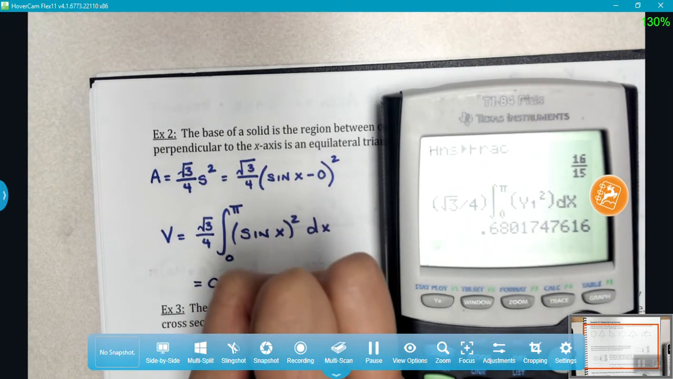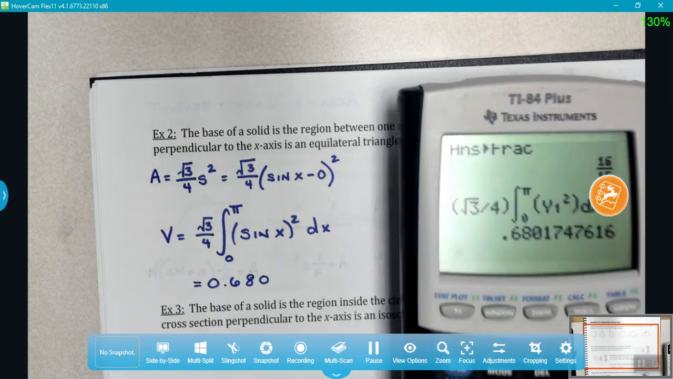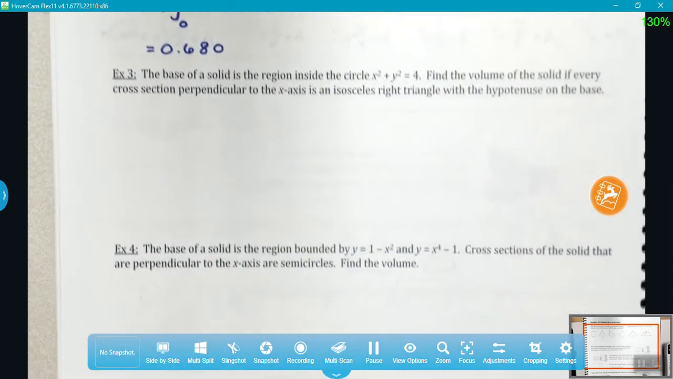Not always on the calculator. What's wrong, Jackson? So mine got two different answers. Oh, because you squared the √3/4. But you don't want to square it. No, yeah, that's why I said leave the coefficients out, because then you don't worry about squaring them accidentally. Okay? 680. All right, 3 more examples of this, and then we'll be done.